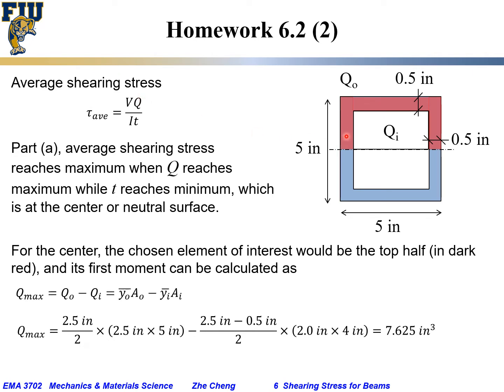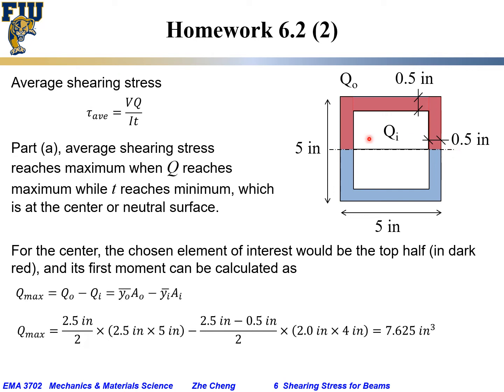And the Q, we want Q to reach maximum. This is a box beam, Q reaches maximum when we consider the element of this shaded red, dark red, when the bottom line reaches the so-called neutral surface.